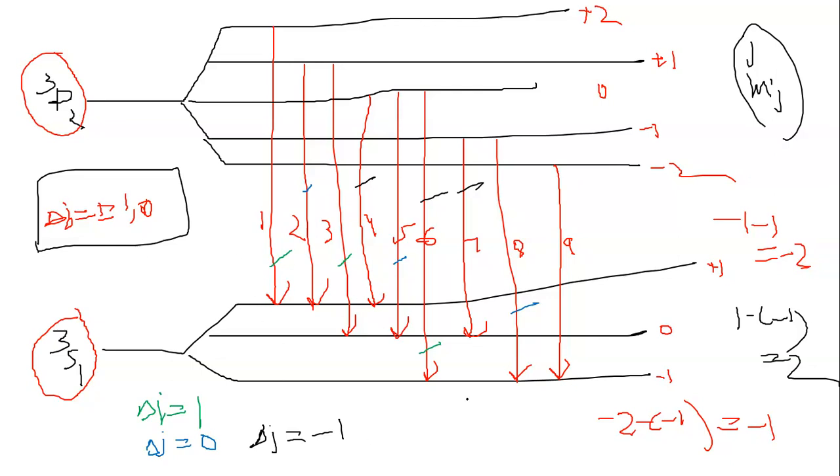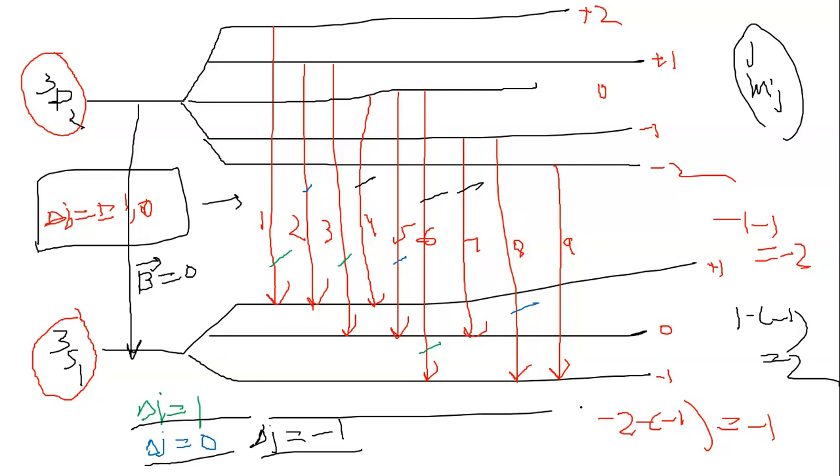There are 9 transitions. Of these 9 transitions, 3 correspond to delta J equal to 1, 3 correspond to delta J equal to 0, and another 3 correspond to delta J equal to minus 1. So a total of 9 transitions occur. So this single line, when there is no magnetic field, was 0. But in the case of a magnetic field, this single line gets split into 9 lines. So you can see there are 9 lines. This is known as the Zeeman effect.